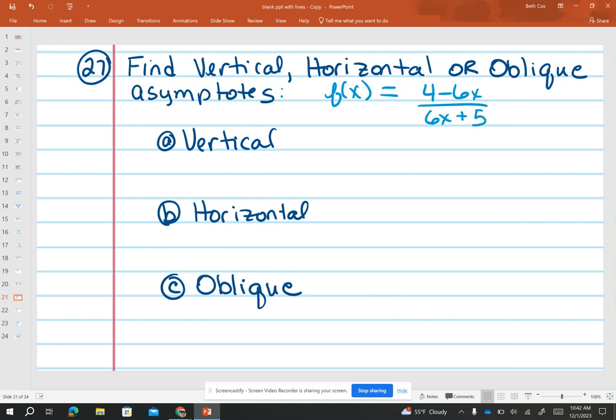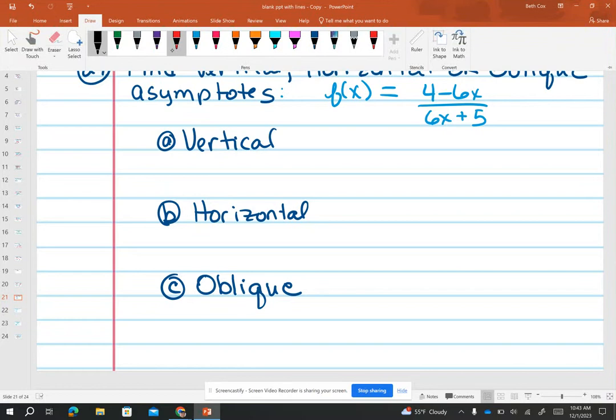All right, 27 asks for the vertical, the horizontal, or the oblique. So we've got to do all 3, and we could say none of the above. Okay, so now let's just keep thinking. Vertical, we set the denominator equal to 0. The horizontal, we compare degrees. And oblique, we do synthetic division. Okay, so now let's go through and do these.